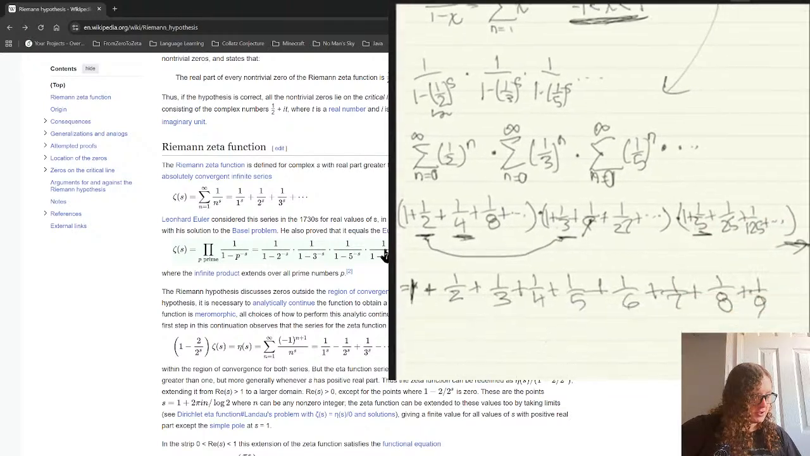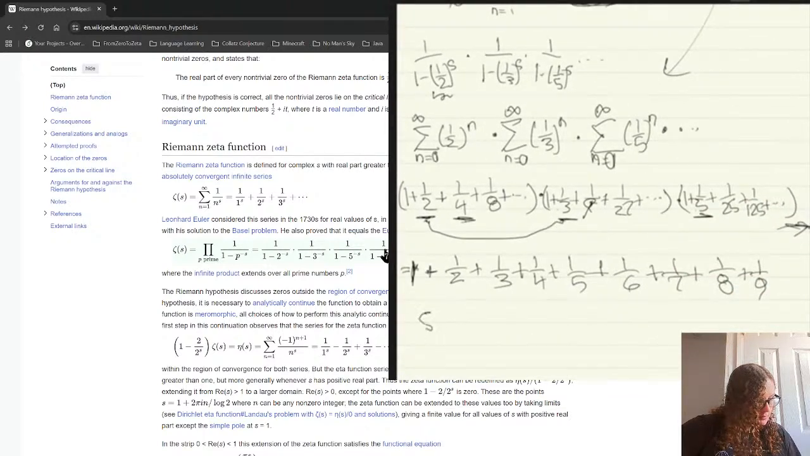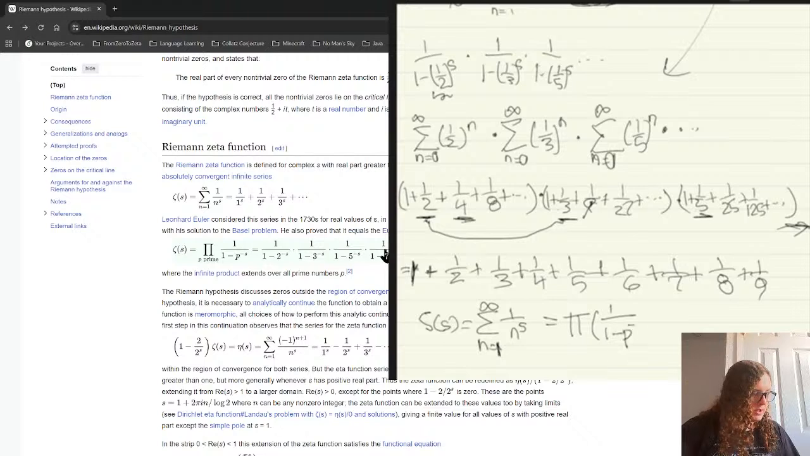Why the zeta function equals the sum from n equals 1 to infinity of 1 over n to the s, equals the product of 1 over 1 minus p to the negative s for p prime.